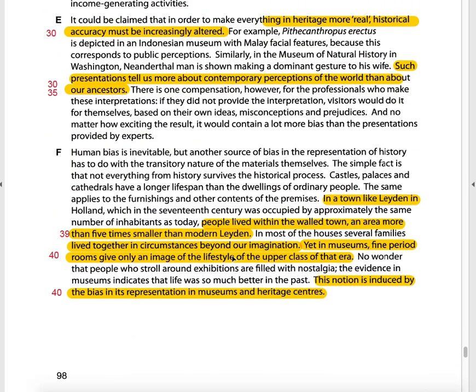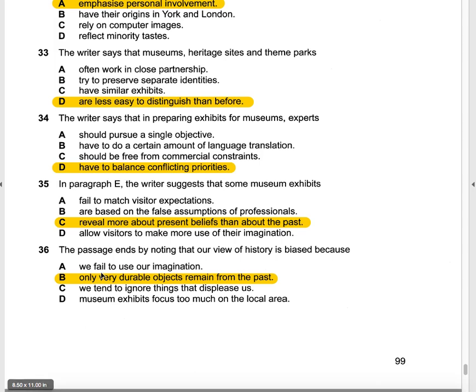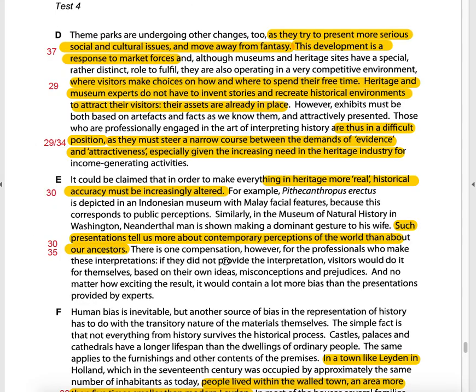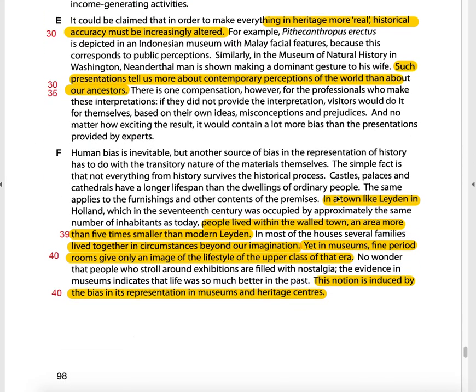Look what it says about imagination. Live together in circumstances beyond our imagination. This means that we can't understand it or imagine it. But it doesn't mean we failed to use our imagination. It means we just can't get there. And then ignore things that displease us. It didn't talk about making us unhappy. It does talk about the local area, but in what way? It says, in a town like Leiden. Oh, actually, wait a minute.